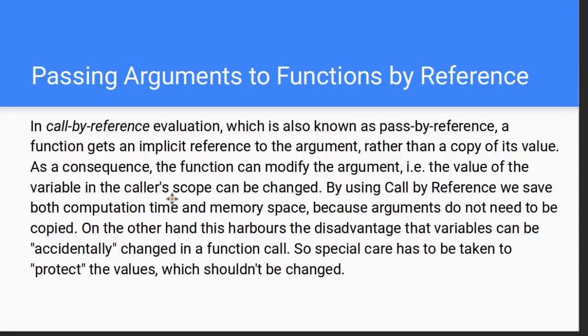So by using call by reference, we save both computation and memory space because arguments do not need to be copied. But on the other hand, this harbors the disadvantage that variables can be accidentally changed in a function call. So special care has to be taken to protect the values that we don't want changed.